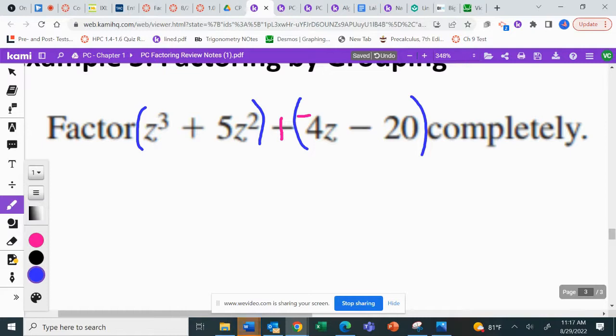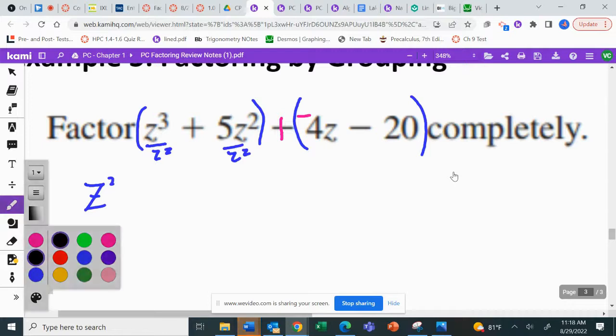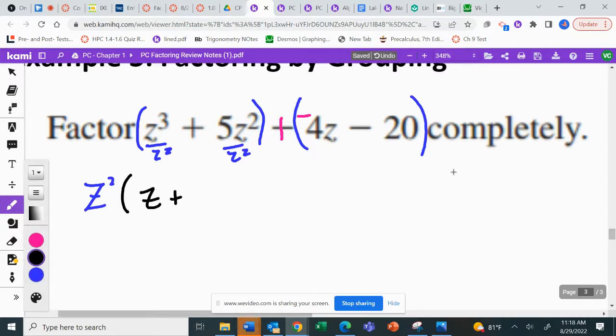As soon as I've made groups, now you're going to factor the groups completely separate from each other. We're going to look at these separately. We're not even going to look at the negative 4z plus 20. We're only looking at z cubed plus 5z squared. And you say, how do we factor? We factor GCF. Is there a GCF? Yes, there is. It is a z squared. So I'm going to take out that z squared, and I'm going to be left with z plus 5. Now I'm done with that for a little bit.